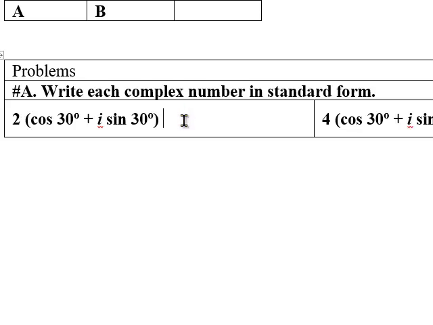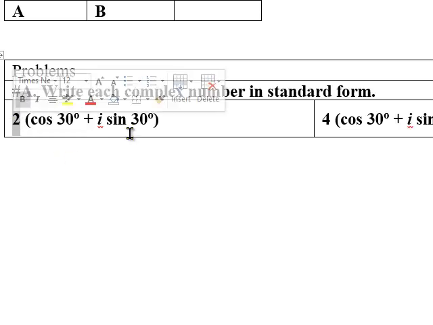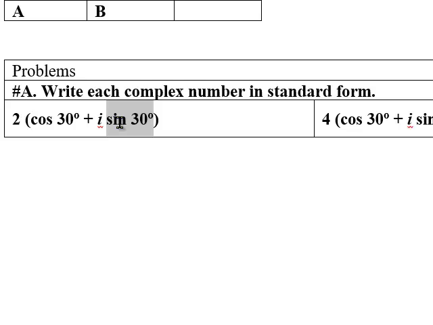All right, relatively simple here. Write each complex number in standard form. So cosine 30 degrees is 0.866, but notice the 2 in the front, so it's going to come out to a rounded 1.73. Sine 30 degrees is 0.5, but with the 2 in the front, we're going to have 1, which means we're simply going to have this i here, and there it is, 1.73 plus i.